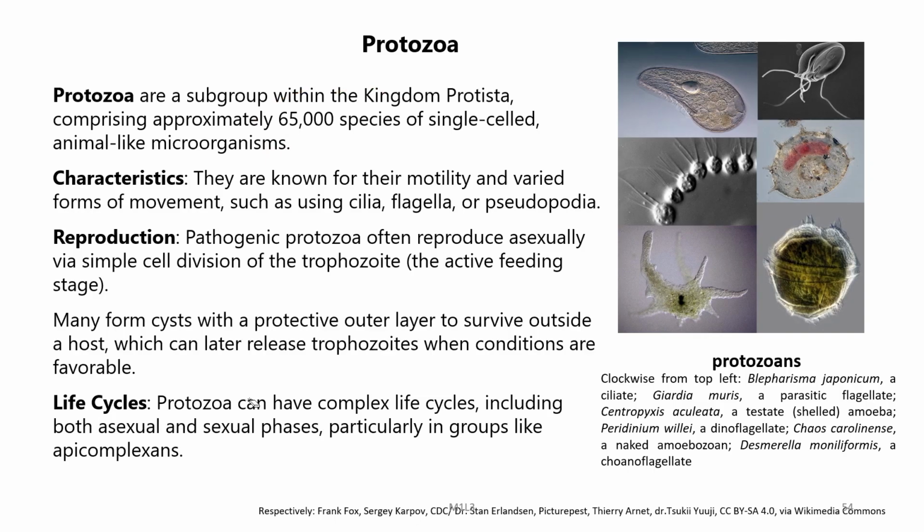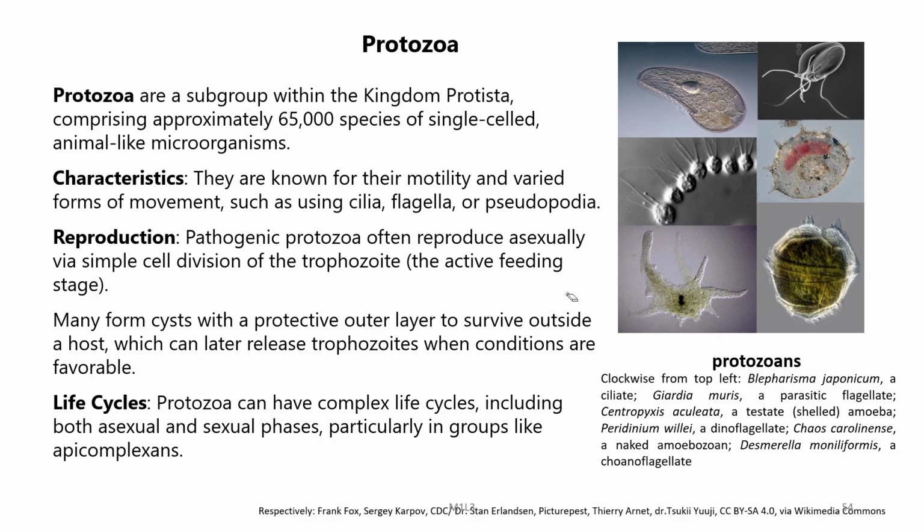Protozoa. Protozoa are a subgroup within the kingdom Protista, comprising approximately 65,000 species of single-celled animal-like microorganisms. Characteristics. They are known for their motility and varied forms of movement, such as using cilia, flagella or pseudopodia. Reproduction. Pathogenic protozoa often reproduce asexually via simple cell division of the trophozoite, the active feeding stage. Many form cysts with a protective outer layer to survive outside a host, which can later release trophozoites when conditions are favorable.